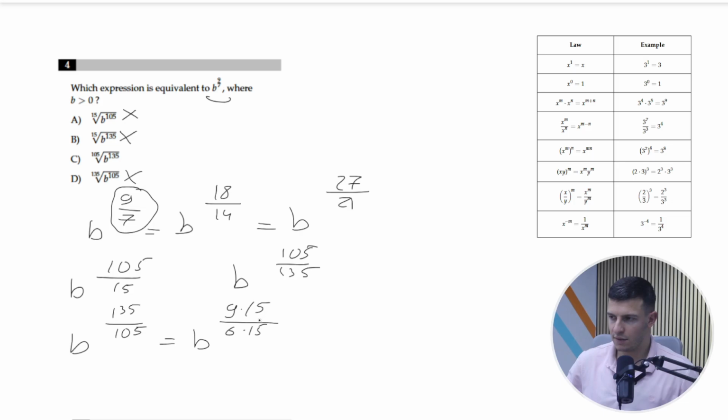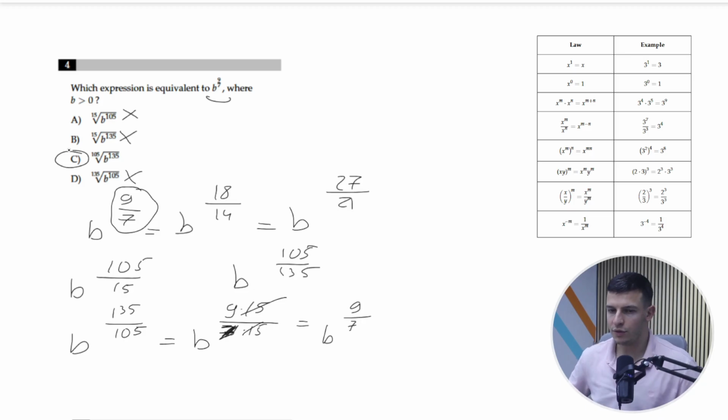9 times 15. Did I do that correct? And this is 7. Yes. 7 times 15, 35. Yes. So 15 and 15 can go, and now we're left with 9 over 7. Okay, so the answer is C.